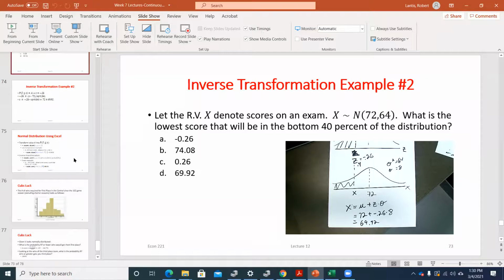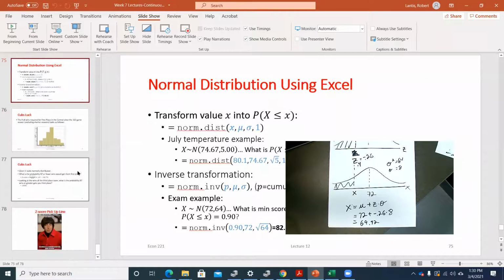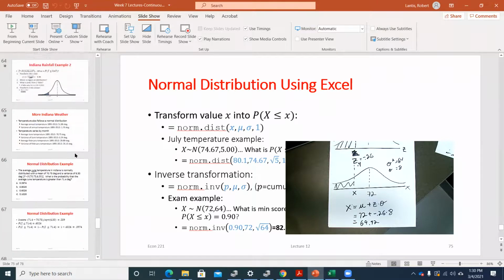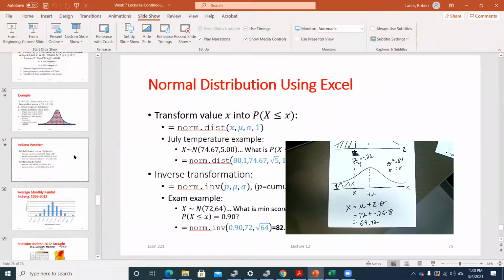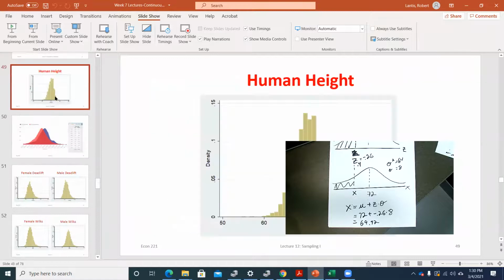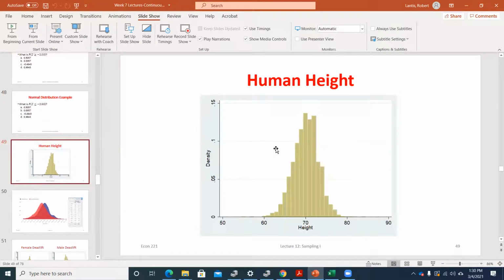All right, so I think we'll save the Excel stuff for next week. Let me see, I wanted to go back and point these out. I don't think I got to these at the end of last class. I just thought these are some interesting examples.